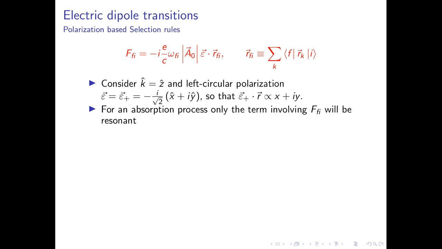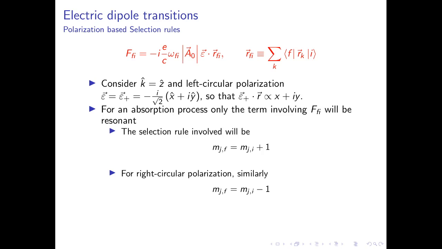And now the selection rule essentially boils down to the one corresponding to Q equal to plus 1, which means Mj for the final state must be equal to Mj for the initial state plus 1. Similarly, if you use right circular polarization, this changes to plus i by root 2 x minus i y, that's the epsilon minus vector, and this quantity whose matrix element you are finding will become x minus i y. So the selection rule then becomes Mjf equals Mji minus 1. So for specific polarizations of light, either Mjf is Mji plus 1 or Mjf is Mji minus 1. These are the two possibilities.